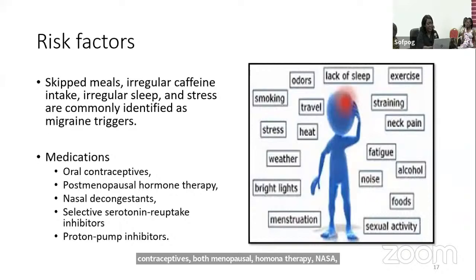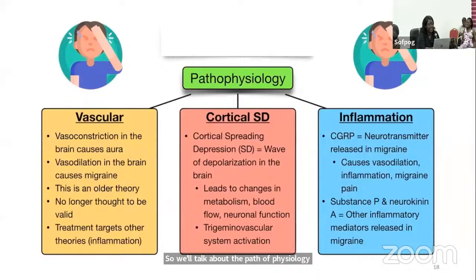So we'll talk about the pathophysiology of migraine headaches, and it has actually been described by 3 theories: the vascular theory, the cortical spreading depression theory, and then the neurological inflammation theory. Initially, it was thought that migraine headaches were actually from the initial vasoconstriction of the vessels of the brain that causes the aura, and then subsequently there's vasodilatation that causes the headache, and that's really the pathophysiology for migraine.